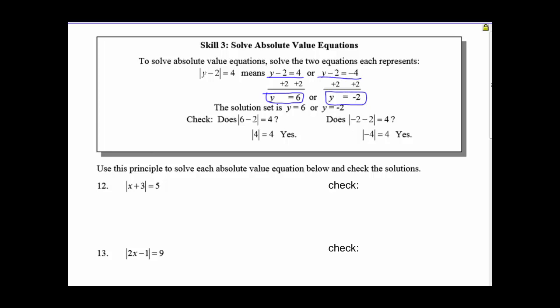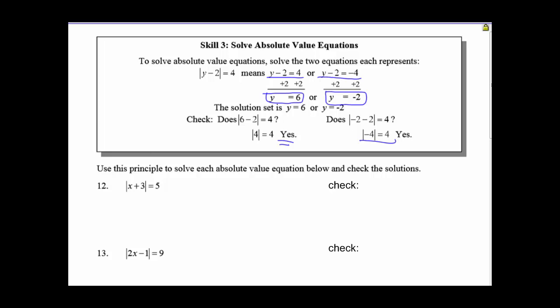What we want to do is take our answers, plug them back in, and see if they're true. So, does the absolute value of 6 minus 2 equal 4? The absolute value of 4 is 4, so the answer is yes. If we plug in negative 2, negative 2 minus 2 makes negative 4. Absolute value of negative 4 is 4, so yes.